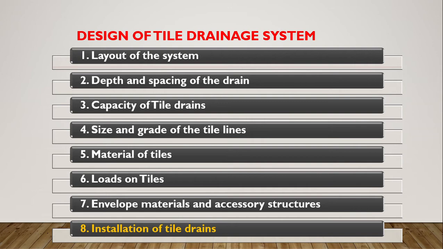Some envelope has to be given to the tiles in order to restrict the soil from reaching the tiles. When soil reaches the tile, it will clog the tile. So for keeping the soil out, we have to give some envelope. Mainly gravel is given as the envelope. And some accessory structures are also there: relief valves, relief wells, manholes, sedimentation basins, etc. have to be given for cleaning and inspection of the tile drains. And finally, after calculating all these things, we are now going to the installation of tile drains.